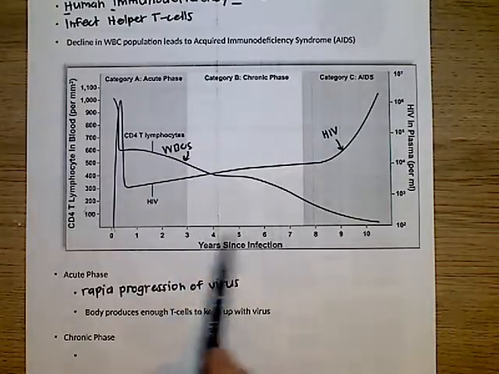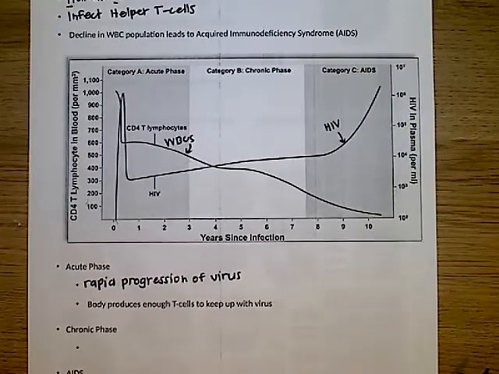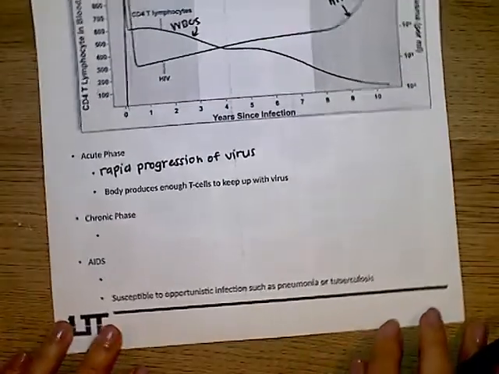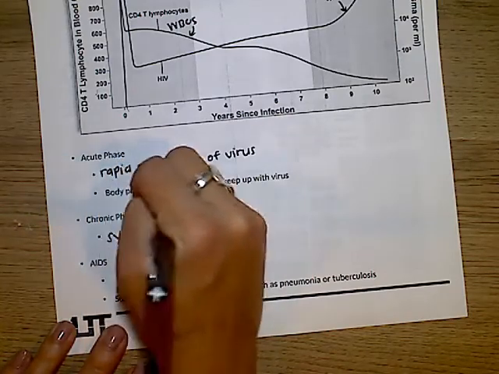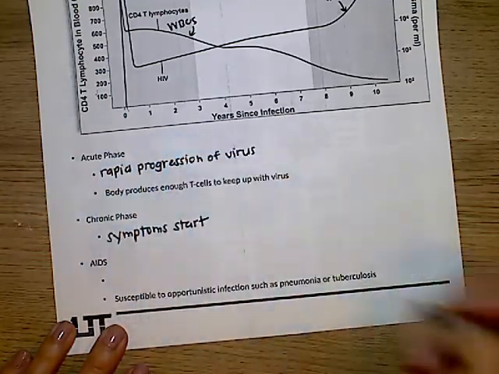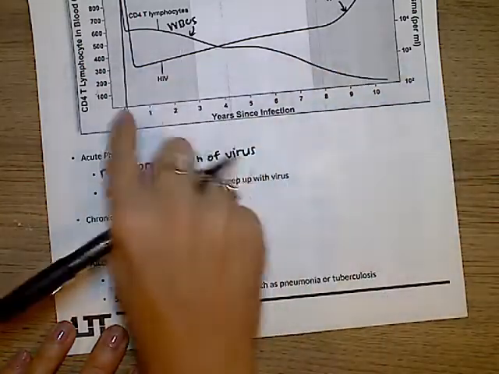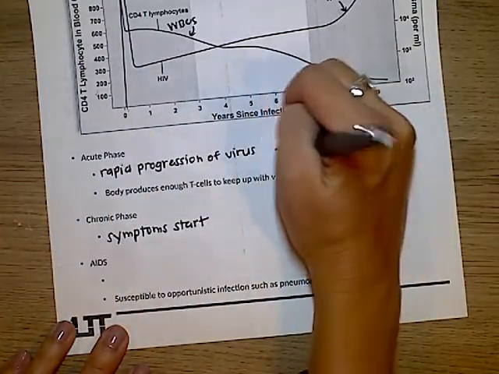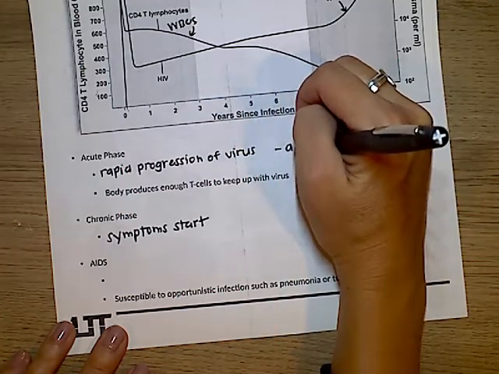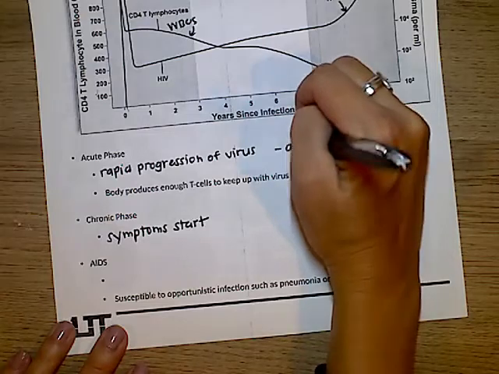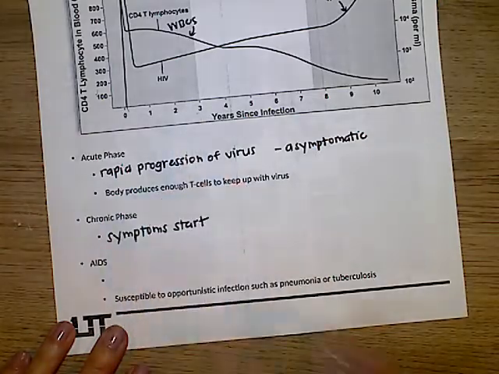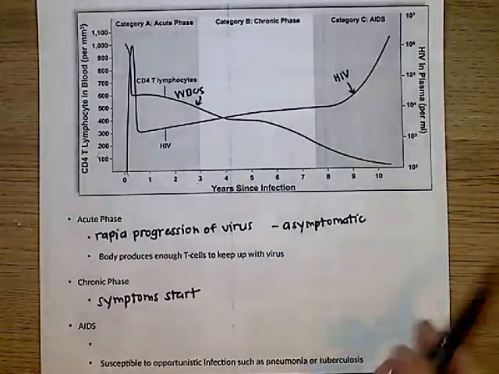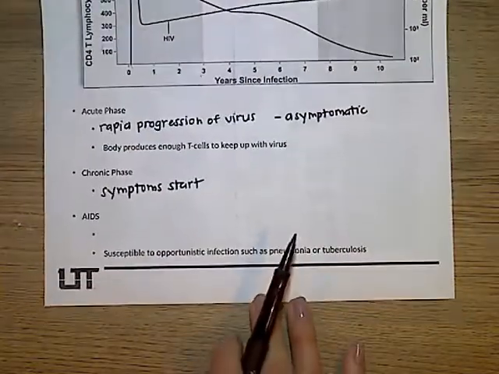In the chronic phase, the section right here, 3 to 7 years after infection, you'll get symptoms starting. So during this time, the acute phase at the start, you're asymptomatic. That means without symptoms. So you could have HIV for up to 3 years and not even know it and be spreading it to your sexual partners and have no idea, which is what is scary about it.